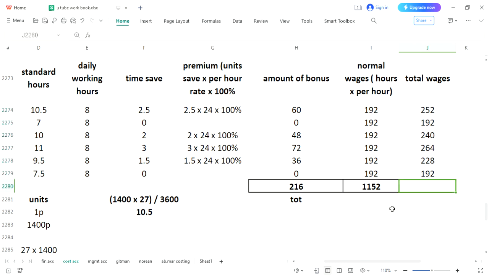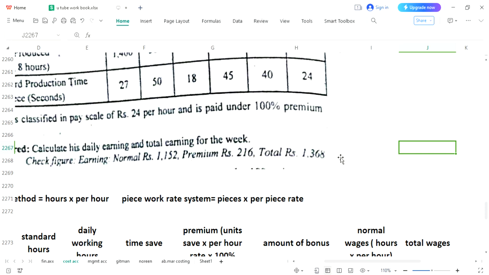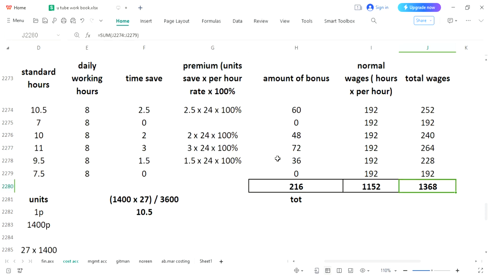after which now you will be able to calculate your total amount of wages including bonus. Simple, you will be summing up all the daily amounts. I'm taking help from Excel. Okay, let me see what is wrong with this formula. We can do it again. Sum of these amounts is equal to 1368. Let's go back and you can see your total wages are 1368.